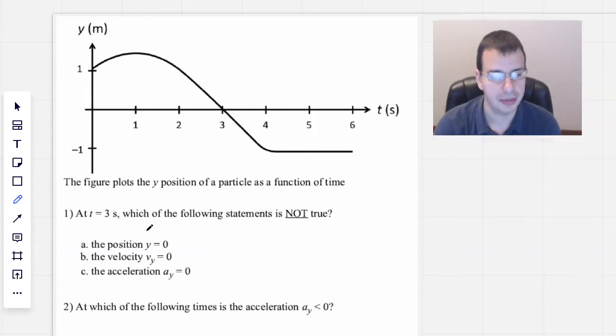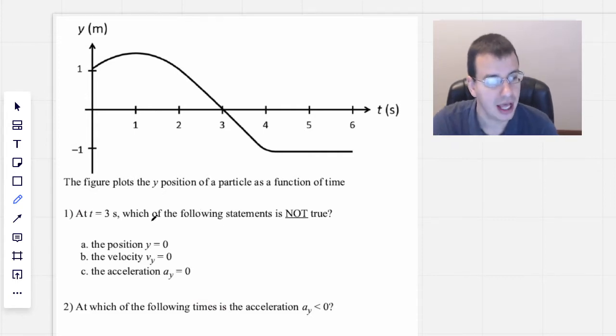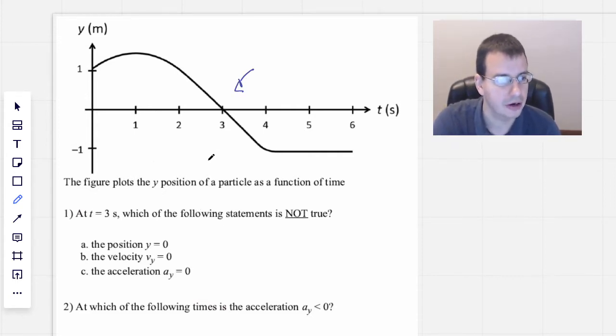The figure plots the y position of a particle as a function of time. Okay, it comes up, goes down, seems reasonable. At t equals 3, right there. Second, which of the following statements is not true?